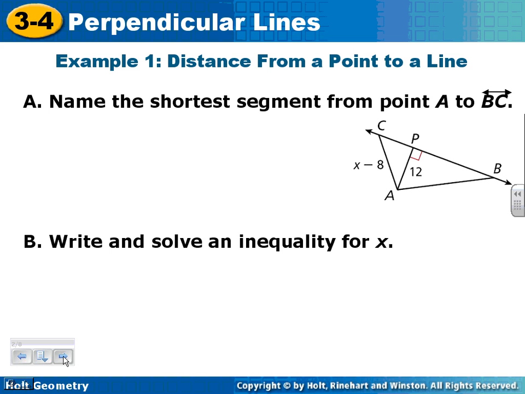With that said, example 1, the distance from a point to a line. Name the shortest segment from A to BC. Well, here's point A, and here's B and C. The shortest distance would be 12, or AP, A to P would be 12. That's your perpendicular.